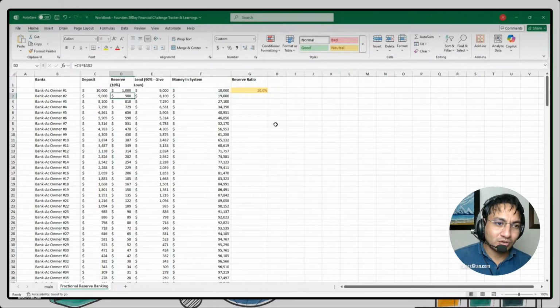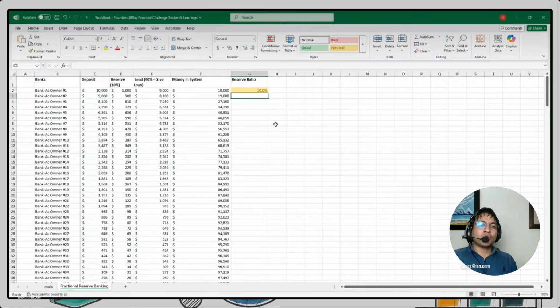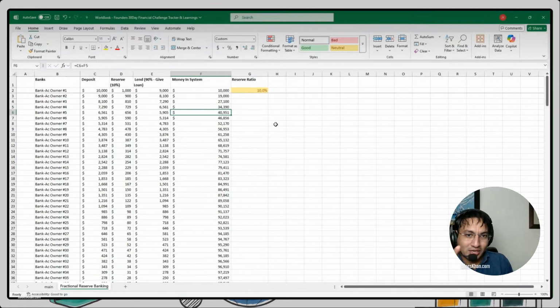That $9,000 is the loan, or it is generated out of thin air. Okay, got it. So the same cycle is going to repeat, and repeat, and repeat. So that $10,000 with the 10% reserve is going to generate around 1 lakh dollars in the money system.